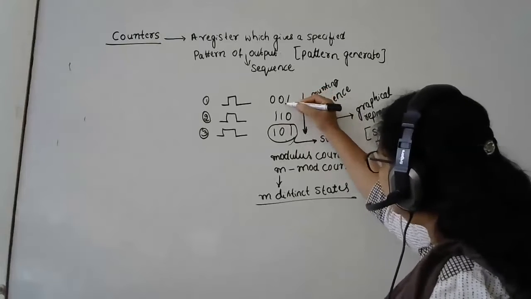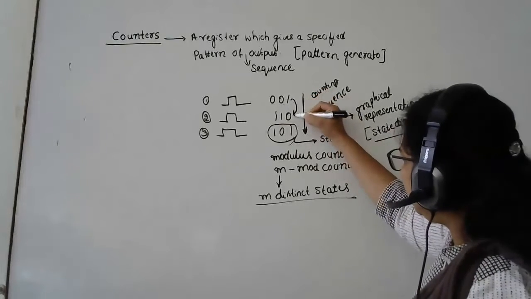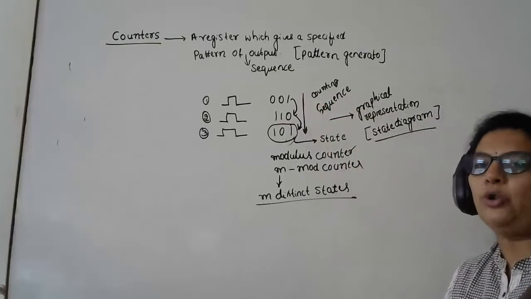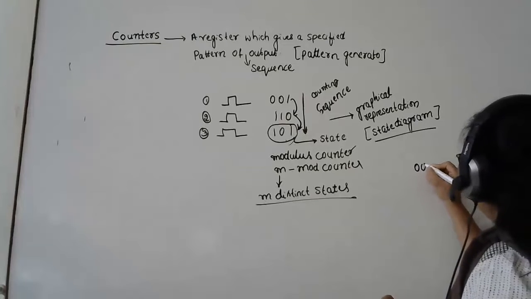The first sequence is 0, 0, 1. The second sequence is 1, 0, 0. So from here I'm going to this sequence. From here I'm moving to this sequence. Now how do I represent it? So I'll say it may be like this.